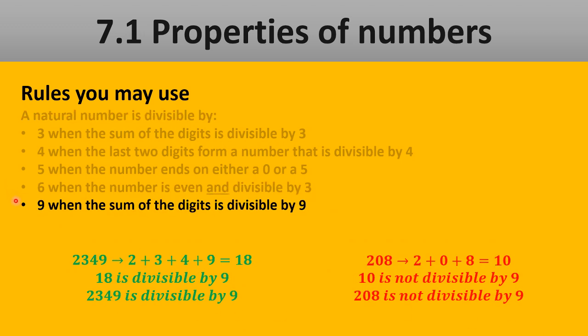And then the last one I'm going to take a look at is when a number is divisible by 9. Then the sum of the digits is divisible by 9. So just as with 3, you add up the numbers. If I get something that's divisible by 9, then the whole number is divisible by 9 as well. So 18, and in this case 2,349. For 208, add 2, 0 and 8 gives me 10. 10 is not divisible by 9, so 208 is also not divisible by 9.